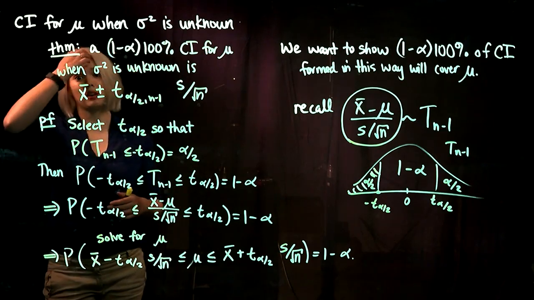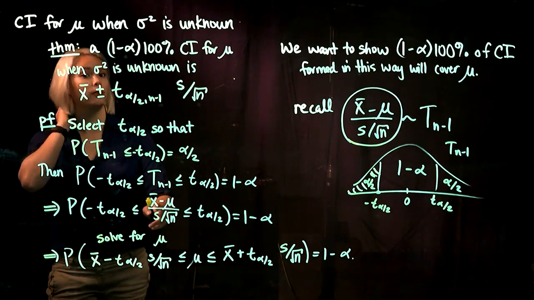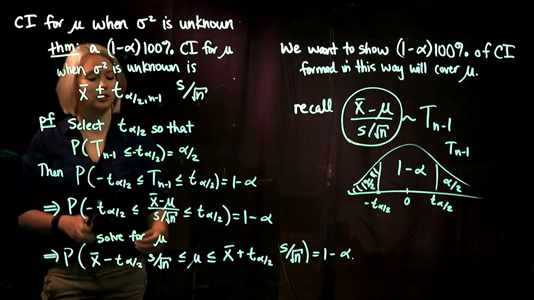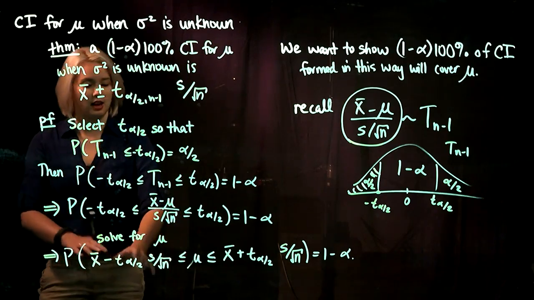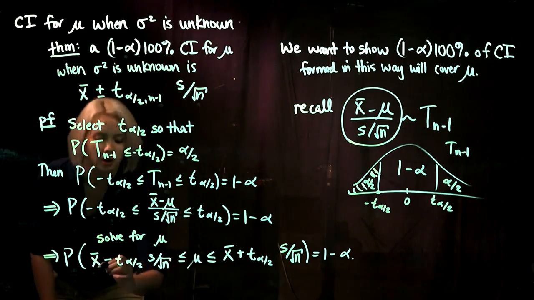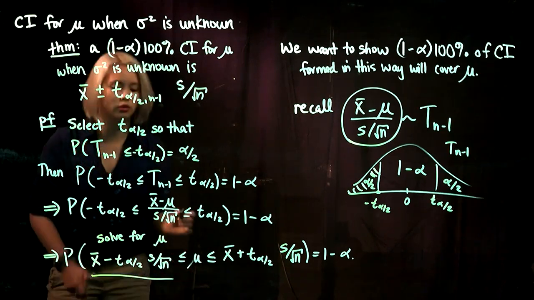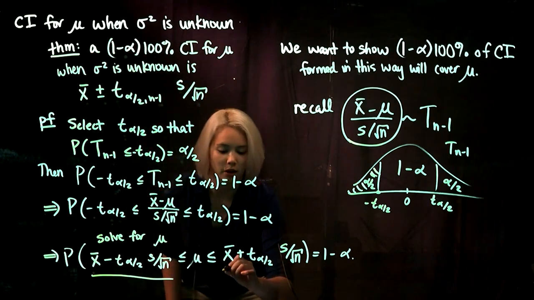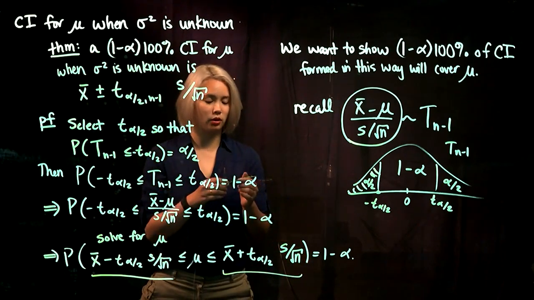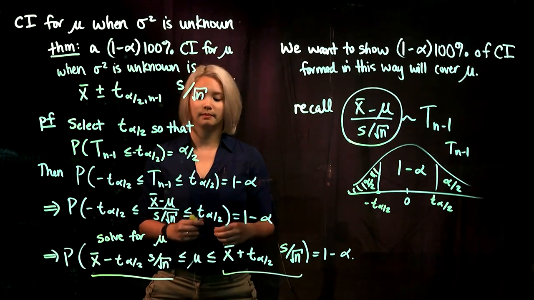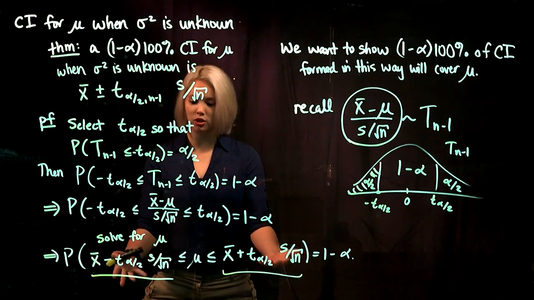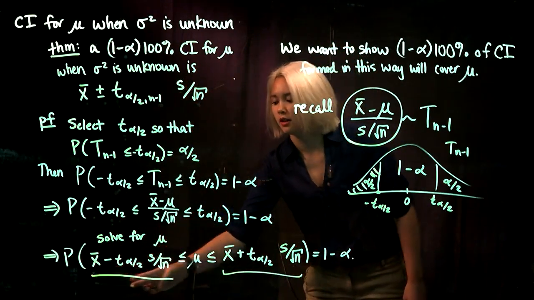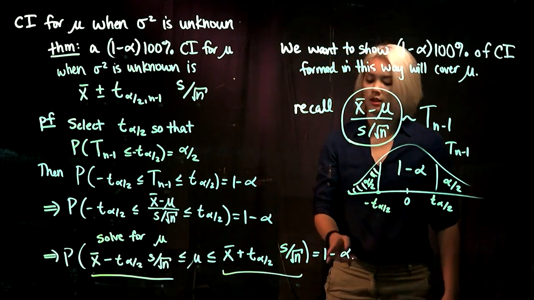Now we do the same thing as we have done in all the previous videos, and we just solve for mu. We rearrange the inner expression inside the parentheses so that we have mu in the middle, and we end up with x bar minus t alpha over 2 times s over root n as our left endpoint, and x bar plus t alpha over 2 times s over root n as our right endpoint. So now we've done exactly what we were trying to show. The probability that mu is going to be covered by this random interval with this endpoint and this endpoint is 1 minus alpha.